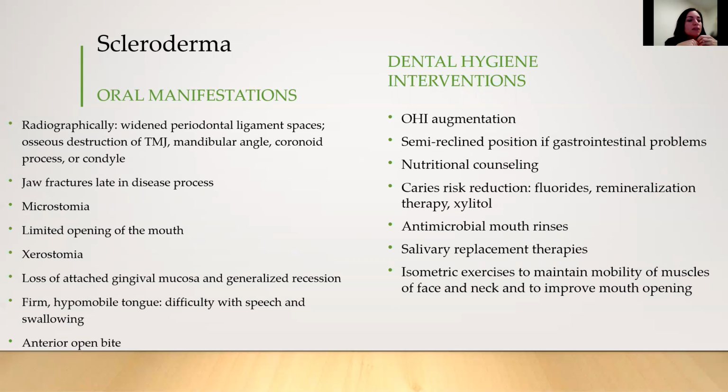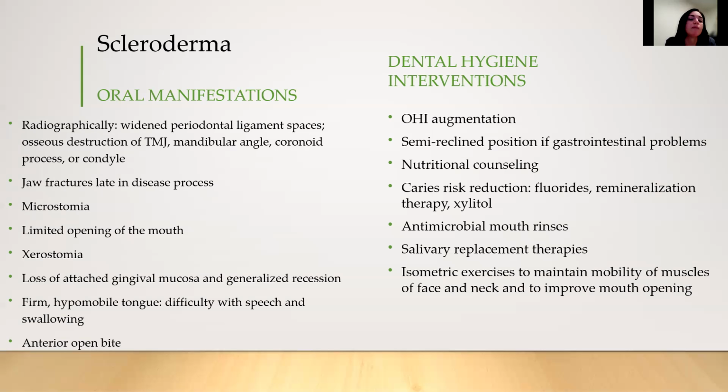So oral manifestations here can be pretty significant. Radiologically, we'd see widened periodontal ligament spaces, and osseous destruction of the TMJ, mandibular angle, coronoid process, and condyle would all show signs of destruction on a radiograph. Jaw fractures late in the disease, microstomia, limited opening of the mouth, xerostomia, loss of attached gingival mucosa and generalized recession, and a firm, hypomobile tongue. That's because of that stiffening of their connective tissue. Difficulty with speech and swallowing, because their tongue doesn't move around as much, and anterior open bite.